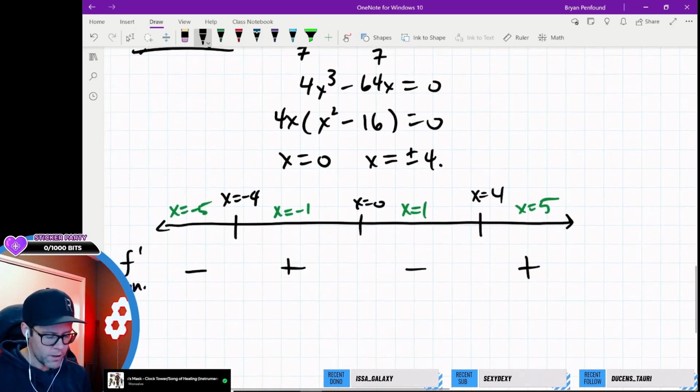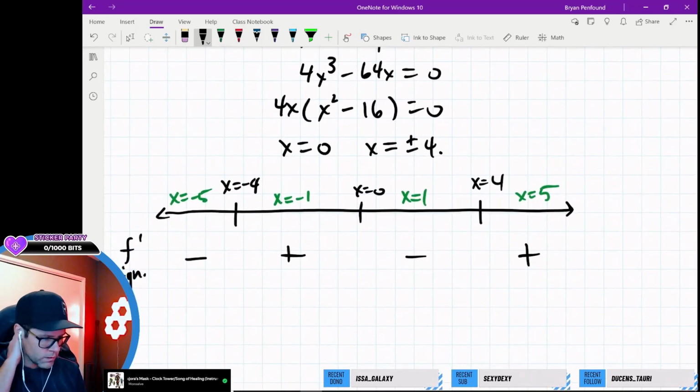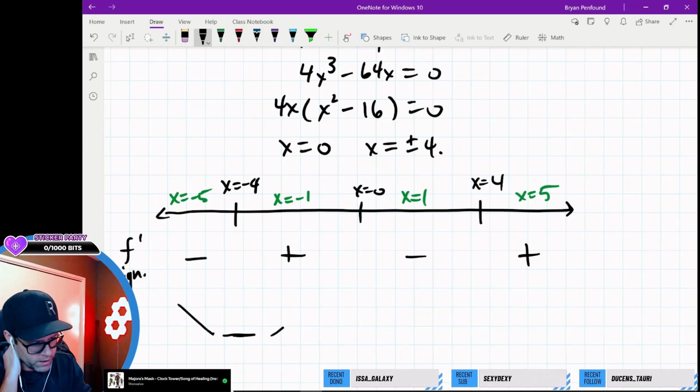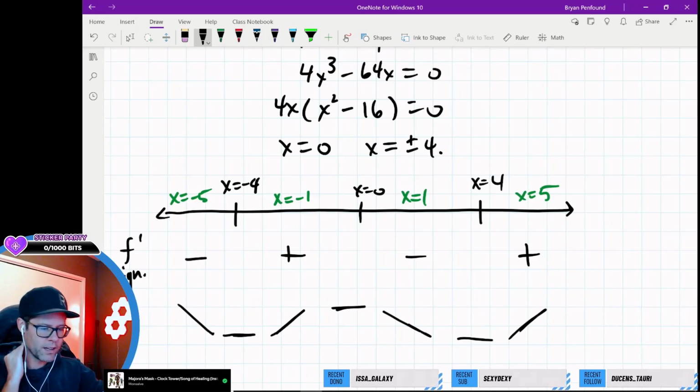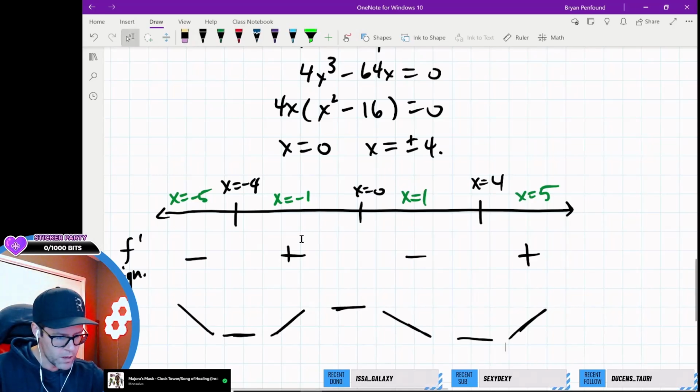So now I have a rough idea about what our original function looks like. We're going to have something like this. We have, I guess, a 0 here, and then a positive, and then a 0 here, and then a negative, and then a 0 here, and then a positive. So we're going to get this W kind of shape happening with our original function based on the analysis of our first derivative.